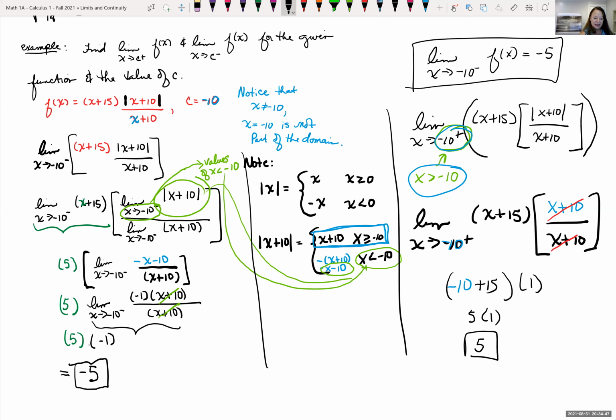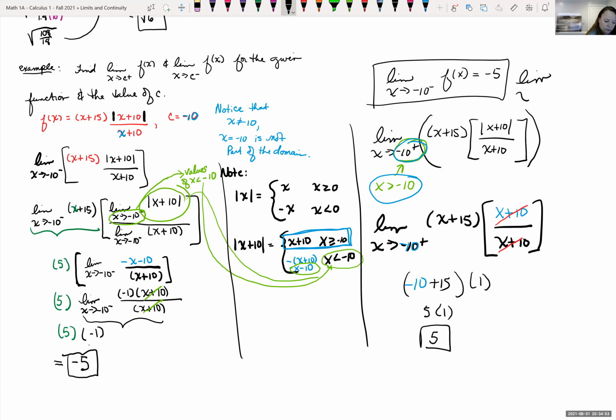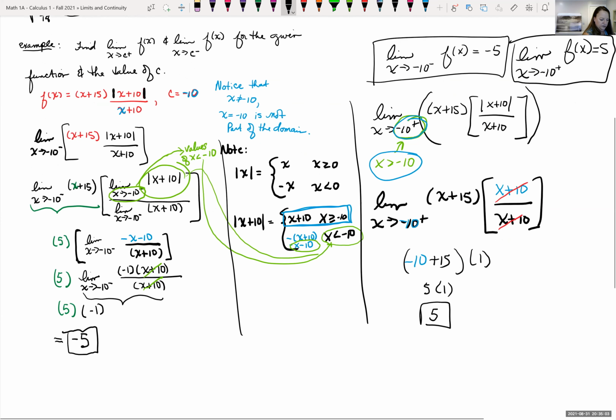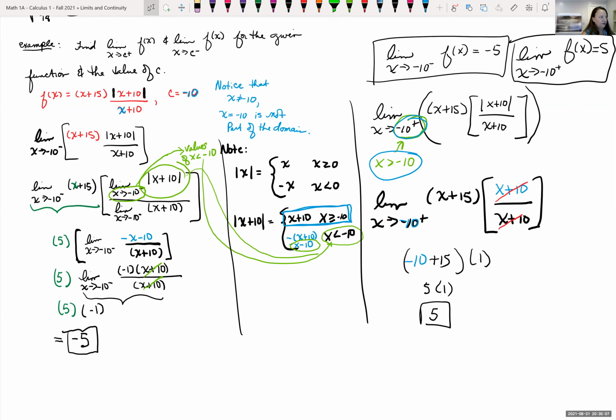So the limit on the left is going to negative 5, where the limit on the right, as we approach negative 10, was going to positive 5. That one was a little more complicated, I think, than the first one.